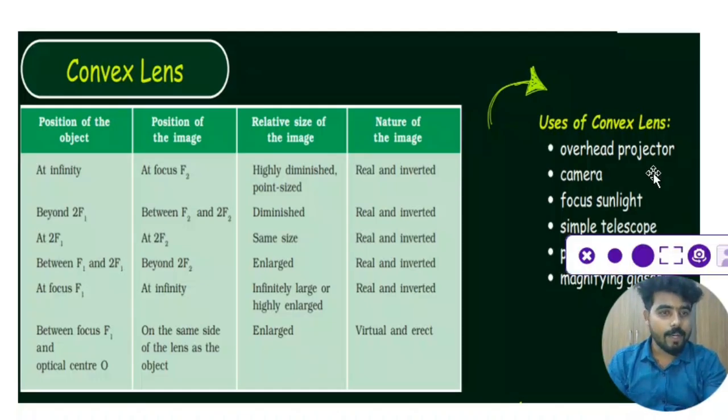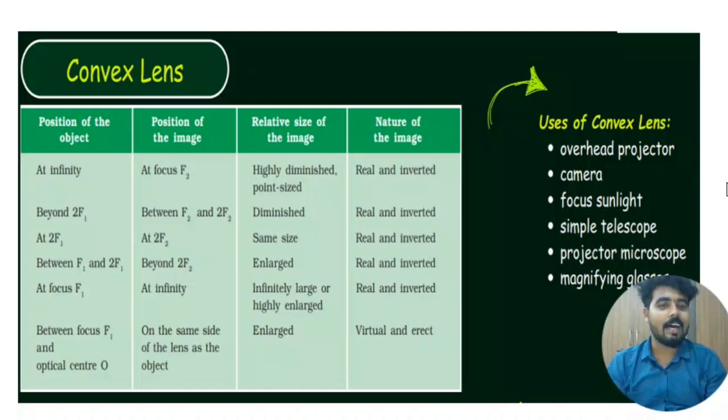Okay. So overhead projector, focus sunlight, the simple telescope, projector, microscopes. The microscope is the best example for convex lens, and then magnifying glass. Magnifying glasses are a great example of convex lens. Okay. So be careful while writing the exam. A concave mirror is directly opposite to the what? Concave lens. Okay. So mirror is directly opposite to the lens.